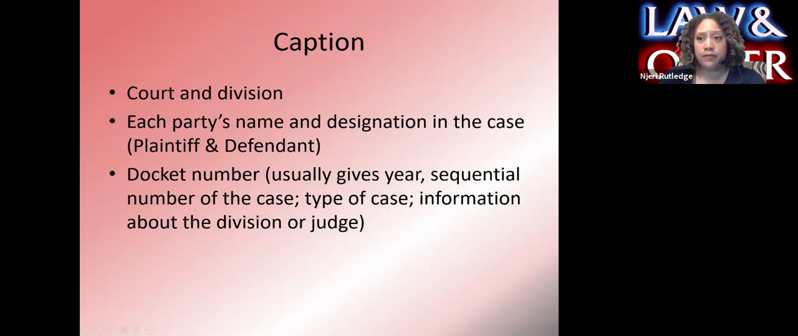Let's talk about the caption first. The caption is where you're going to identify which court the document is filed in and the division. It's also going to have each party's name, designation, plaintiff and defendant, and the docket number. If you look at the sample briefs that I've already uploaded on Stanley, the very top of every brief is the caption information.